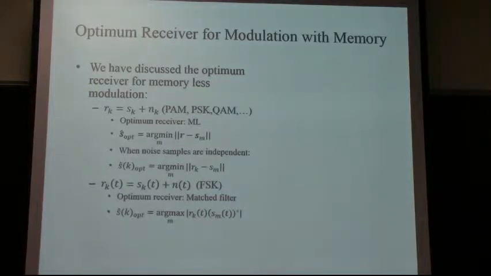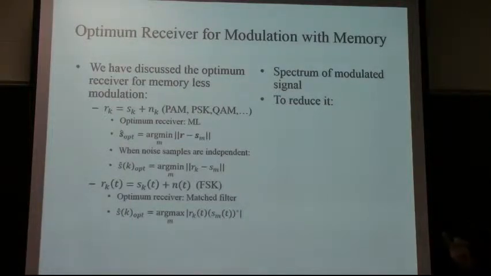But the week before, we discussed the spectrum of the modulated signal, and we mentioned that controlling the spectrum of the transmitted signal is very important for us. The goal is to reduce it as much as we can. What were the options that we can do for reducing the transmitted bandwidth? Any idea?